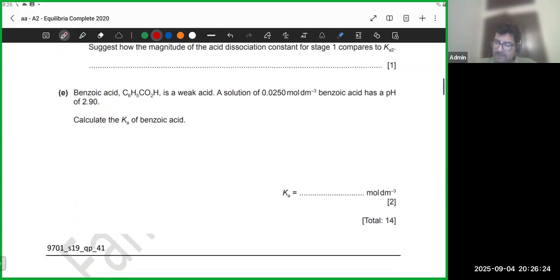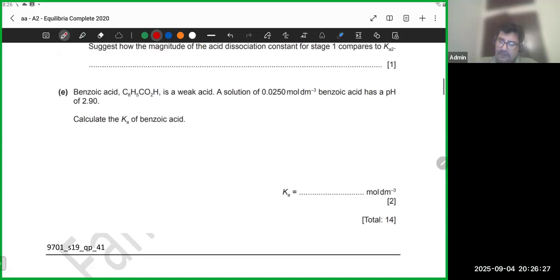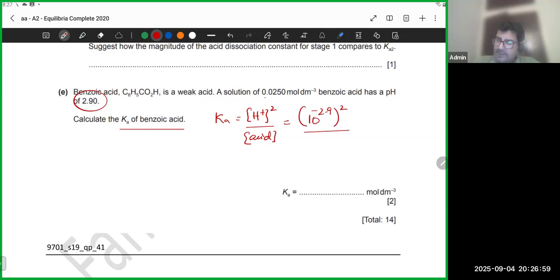Okay, what is this? Again, he's asking for the Ka of benzoic acid. You can either do the whole thing, or you can just write the expression, which is K is equal to H plus squared divided by the acid concentration. I'm not going to derive the whole expression again, I know what the expression is. The pH is given, that's 2.9. So that means your H plus is 10 to the power minus 2.9, and that's getting squared. And my acid concentration is also given, that's 0.025.